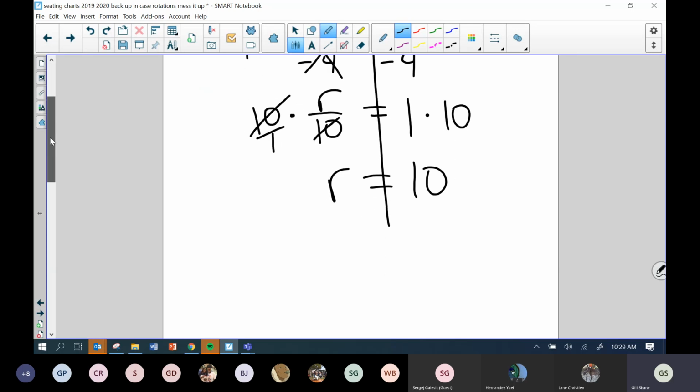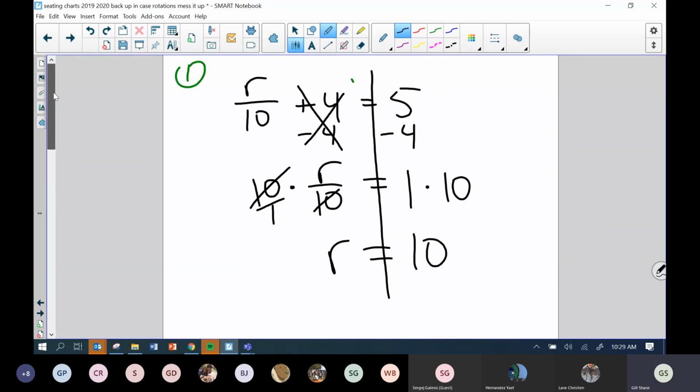The last piece of this is, okay, so I'm going to erase this. So we think r is equal to 10. We don't know that yet. We might have made a math mistake, or we might have done something wrong in the process, but we think it's 10. There's only one way to know if it's 10.